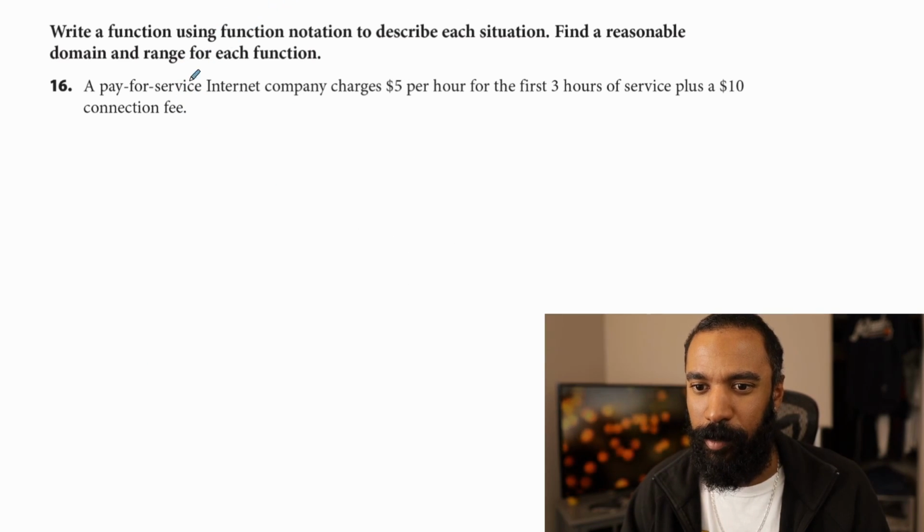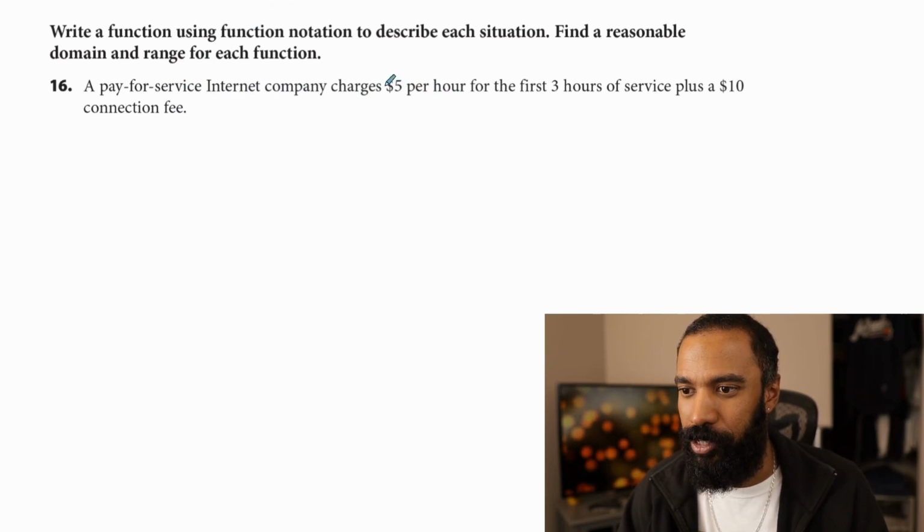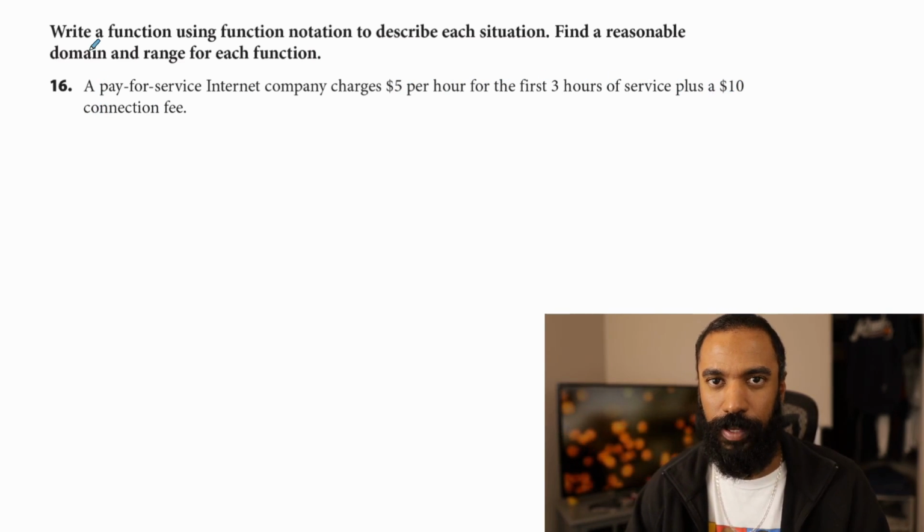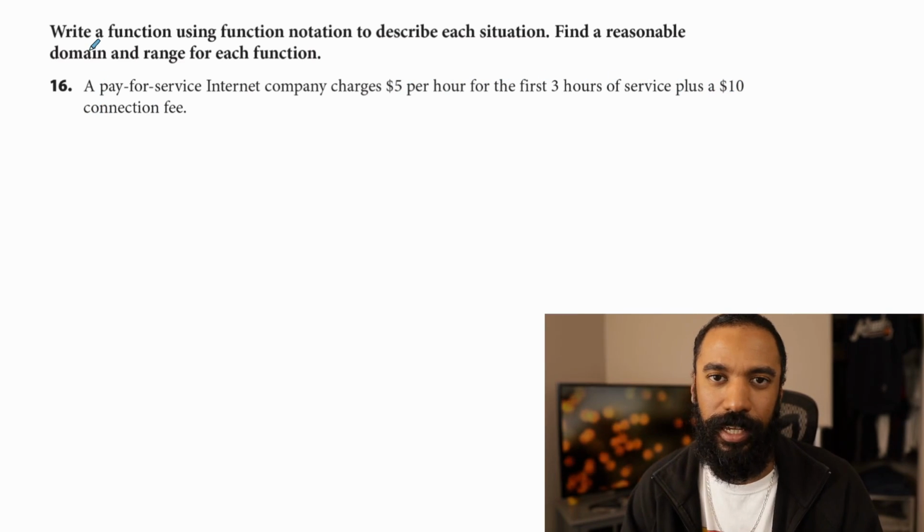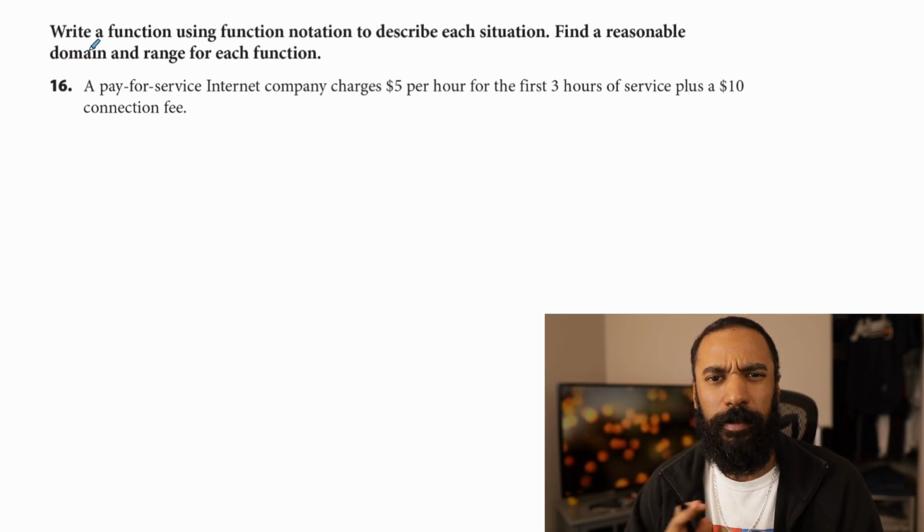5 more problems. A pay-for-service internet company charges $5 per hour for the first 3 hours of service plus a $10 connection fee. Just going in there, connecting, it's $10 to begin with. It's like jumping into a taxi.